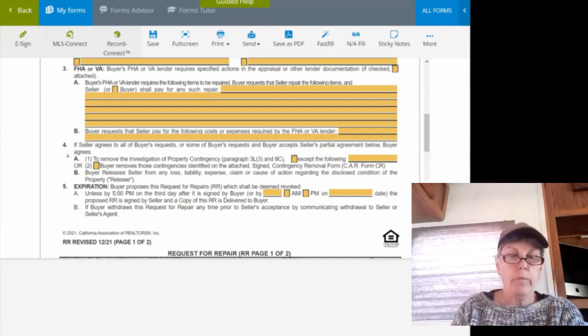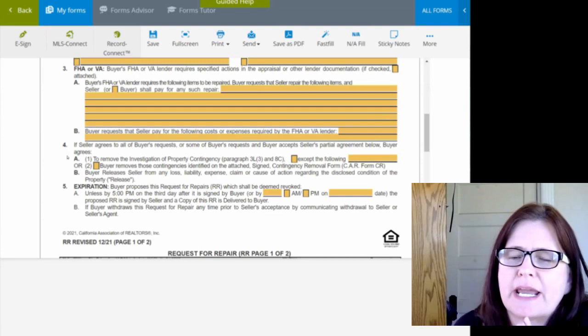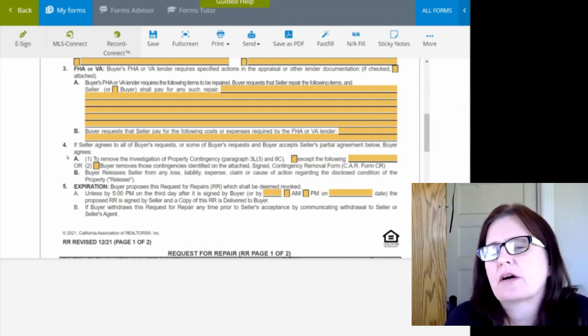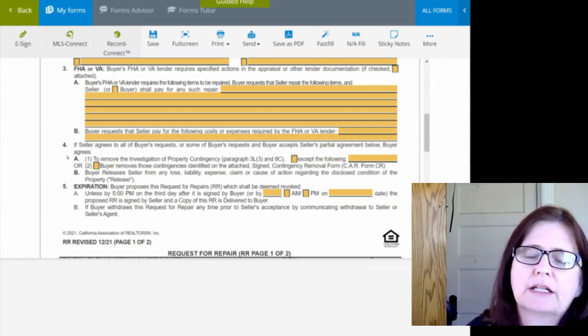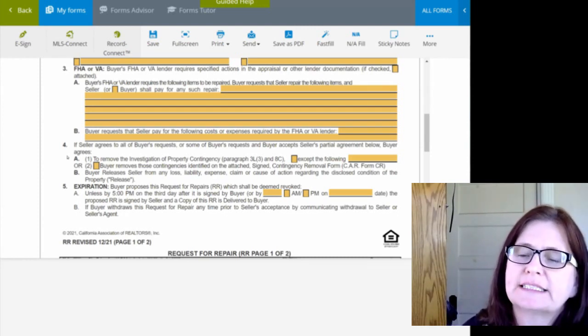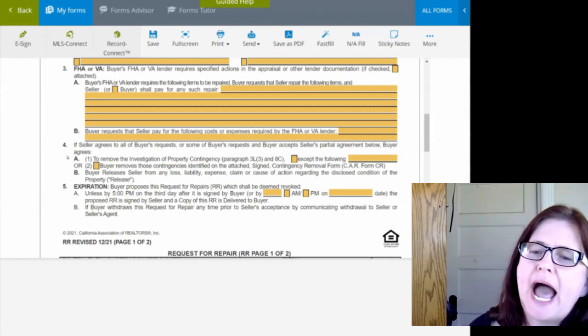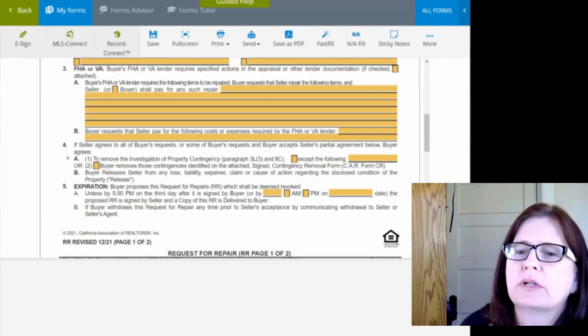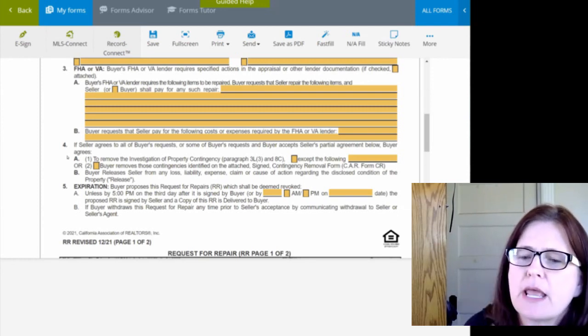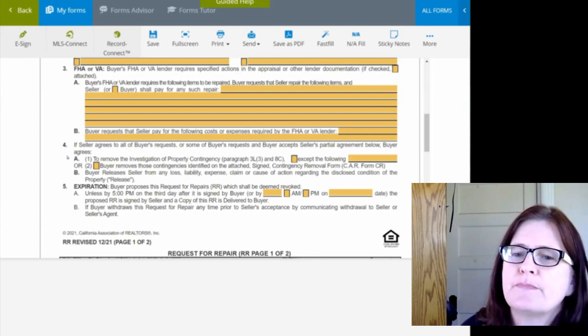this is something that I think a lot of agents might miss. It goes down to contingency removal. We all know that in order for a buyer or a seller to remove a contingency, it has to be done in writing. And we have the CR form, which is the contingency removal form. I'm going to pull that up and go over it in just a minute. But that form is used to remove contingencies, right?